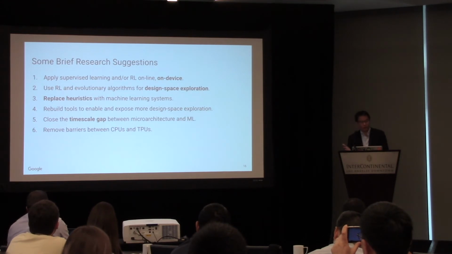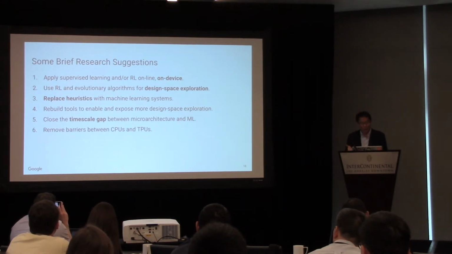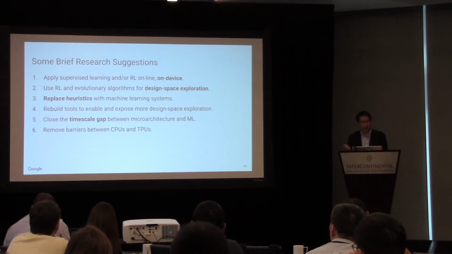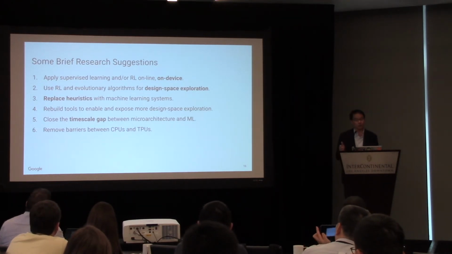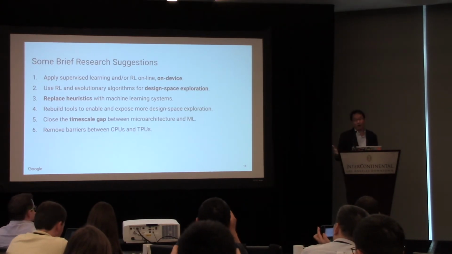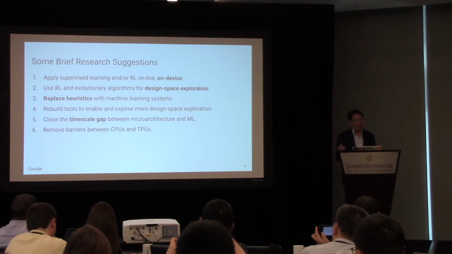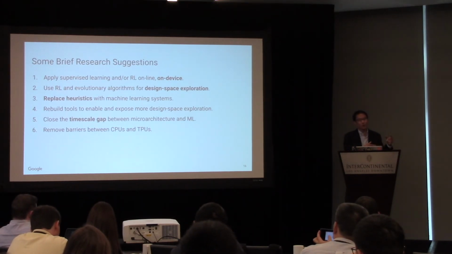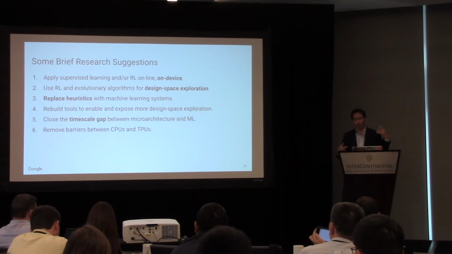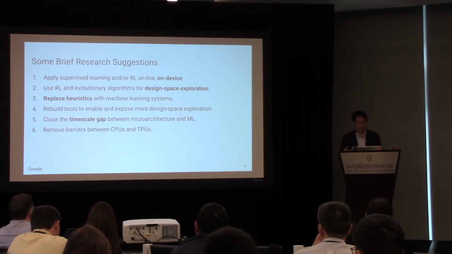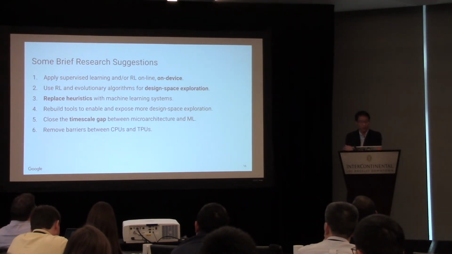So, brief research suggestions. Apply supervised learning and or reinforcement learning online and on device. And I think Daniel said this in his keynote earlier. There's piles of data online and on device, so let's just use it, right? But find ways to do the studies so that you can use the training data about what was the correct path to take, what was the correct instruction to schedule, what was the right block to load into your cache.